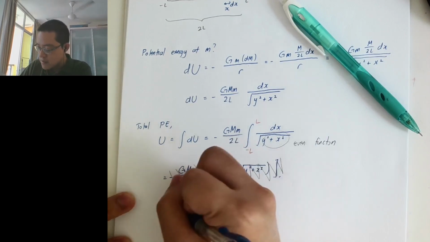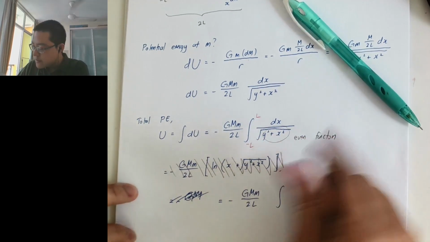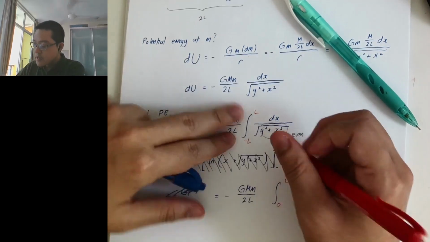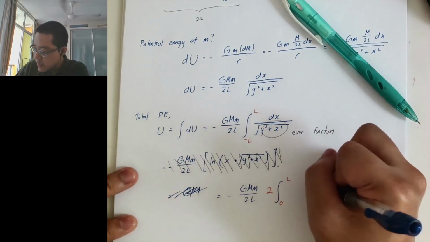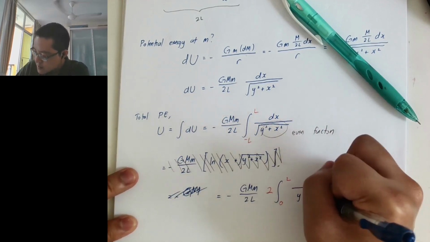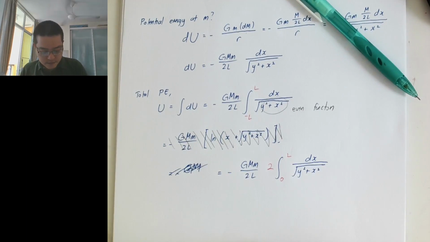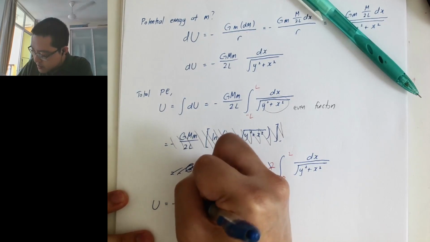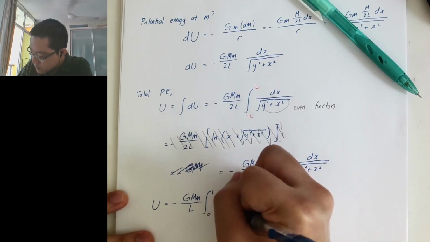I just need to integrate G M m over 2L. If this is an even function, I don't need to integrate everything. I just need to integrate from 0 to L, and then times 2. You also learn this in your calculus, right? And this is dx over y squared plus x squared. So I can cancel the 2 like this over here. Now my potential energy, to make it cleaner, is from 0 to L dx over y squared plus x squared.